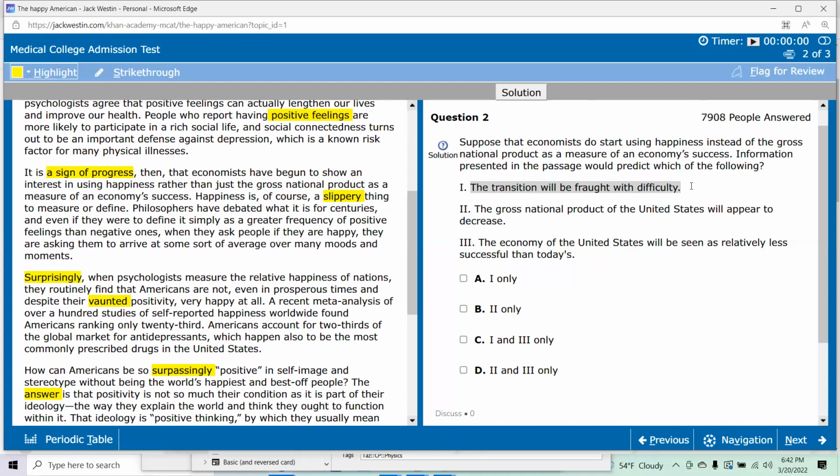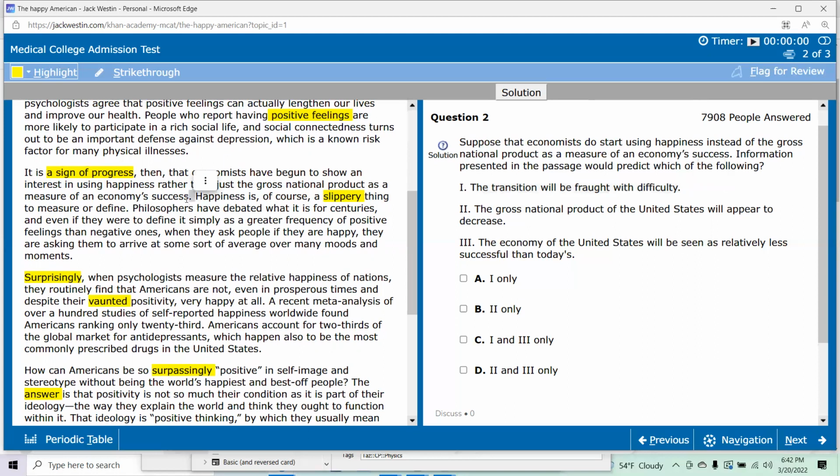I don't know. So the transition will be fraught with difficulty. He's saying this transition from gross national product to happiness. What are we measuring? So gross national product is just like the money, the profit that the country made or whatever. And happiness is like this weird thing that we don't know about, right? If we switched from measuring money to happiness, would it be easy or would it be difficult?